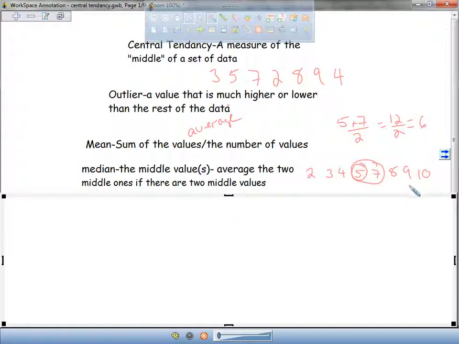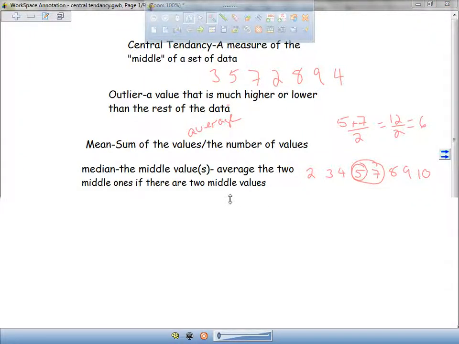Do you see that? So if there's an even number in the set, you find the two that are in the middle, add them up and divide by 2. If there's an even number of numbers, you take the average of those two, the mean of the middle, the mean of the median.